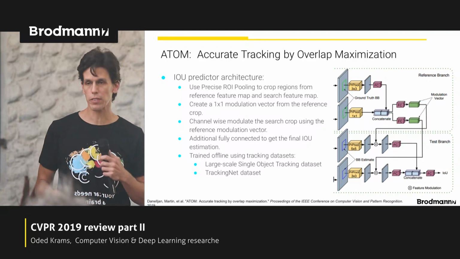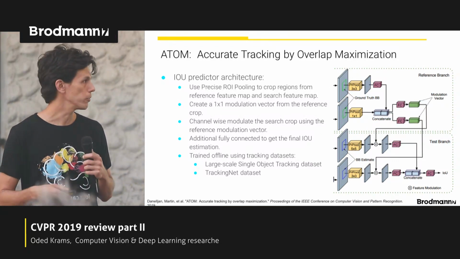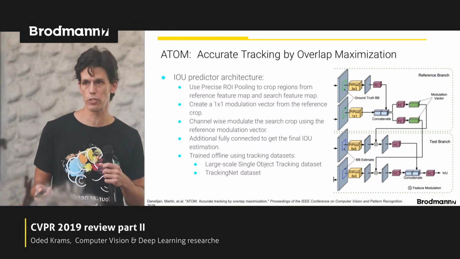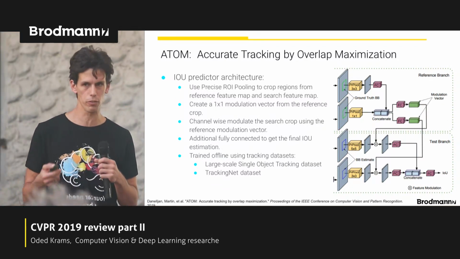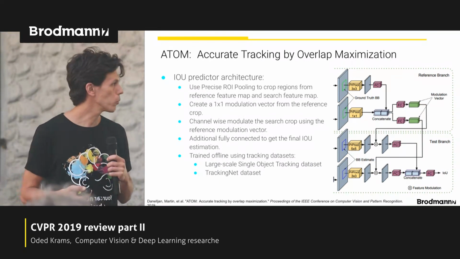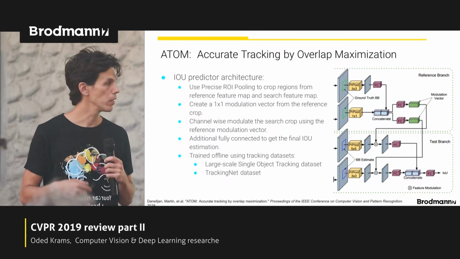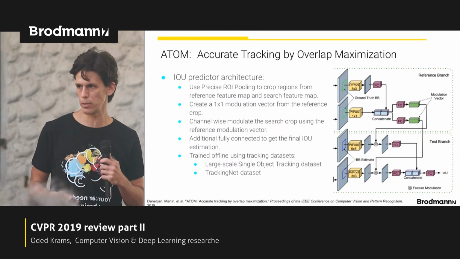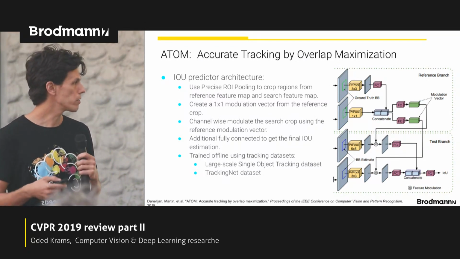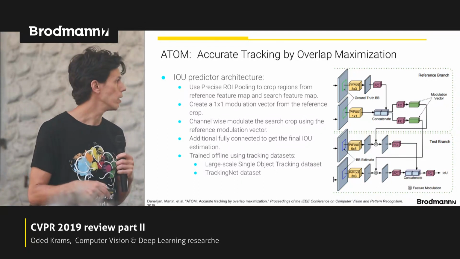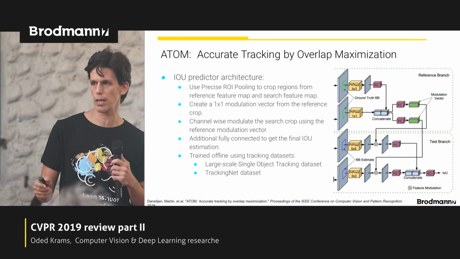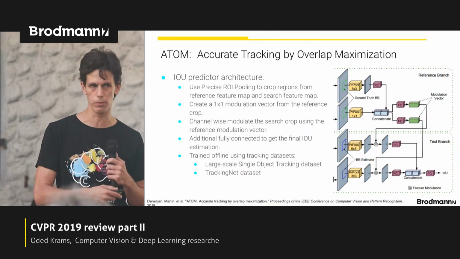Okay, so that was the classification head, and now we go to the IOU predictor. The IOU predictor uses a precise ROI pooling to crop the region from the reference frame and for the search frame. In the reference frame, it creates a 1-by-1 modulation vector, which will later be used in the search frame. They use it by channel-wise modulating the search crop. That means that every channel in the search crop is multiplied by 1 element from the modulation vector.